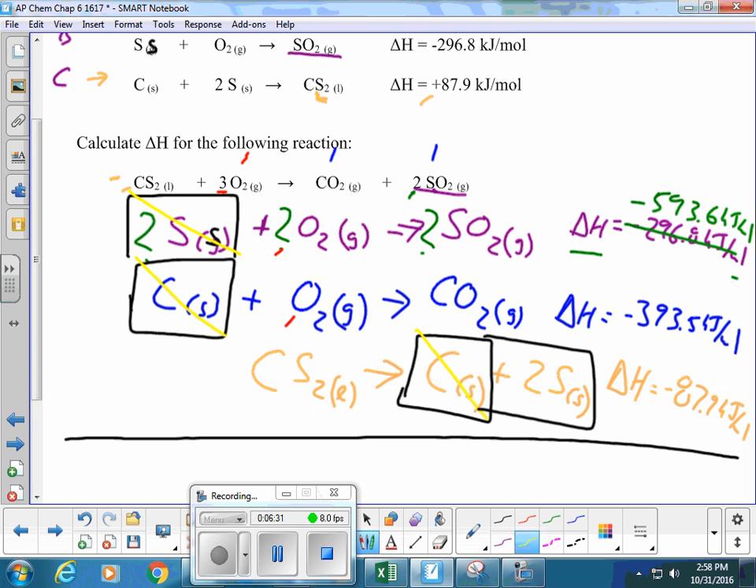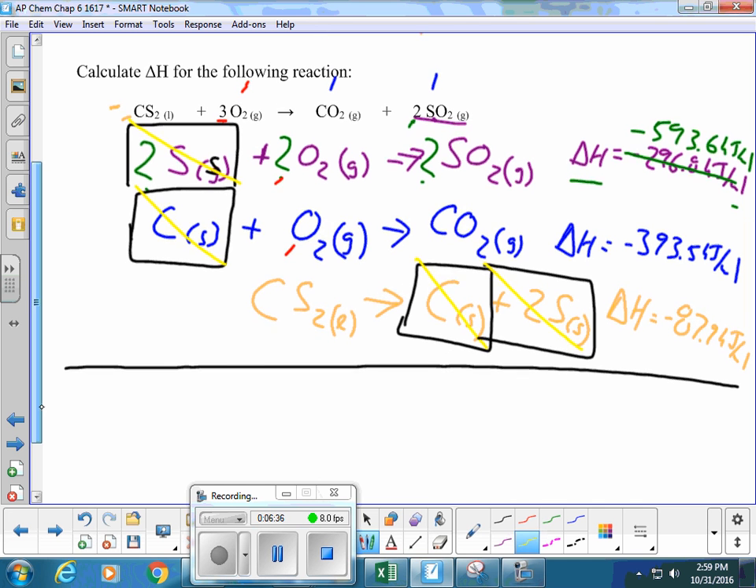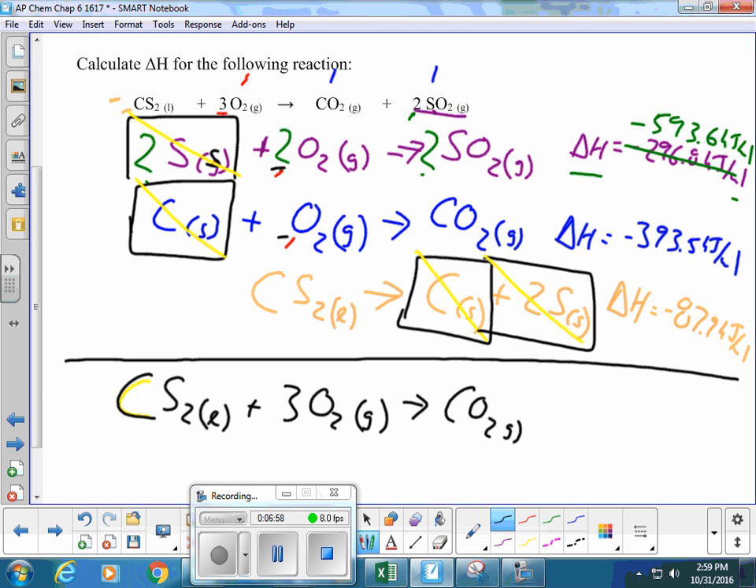So then if we look here, what I've got, let's switch to black here, I've got CS2 as a liquid, plus, we talked about that, the 2 and the 1 O2s, 3 O2s as a gas is going to form CO2 as a gas right there, plus 2 SO2 as a gas. So algebraically, I manipulated equations A, B, and C in this part right here, so I could cancel out and add together and get the reaction right here that I'm looking for.